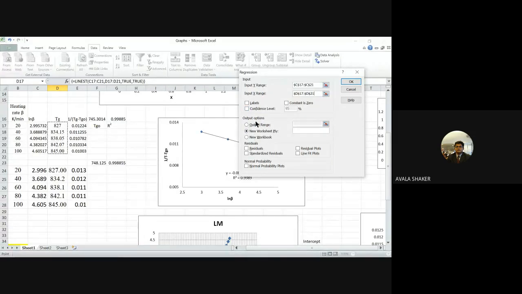Now, output options: whether you want that on this page, a new page, or a new workbook. If you want the plots to be plotted, we have already plotted it, so we do not require the plot. The residual plots are also there. So we'll restrict. One point is that you can understand this confidence level which we are discussing. I'll take a new workbook and let's see.